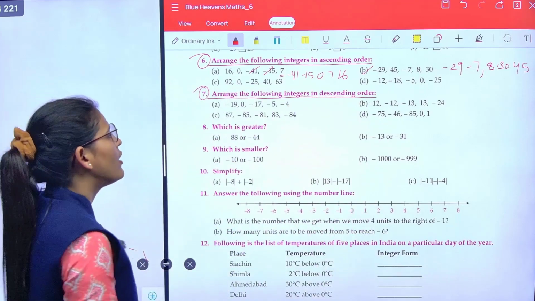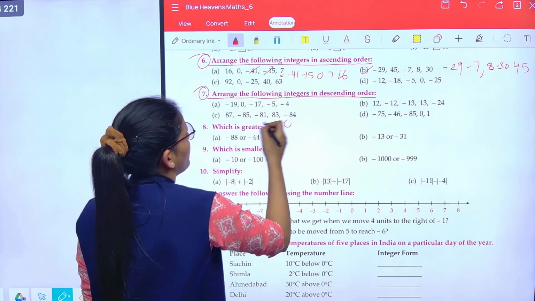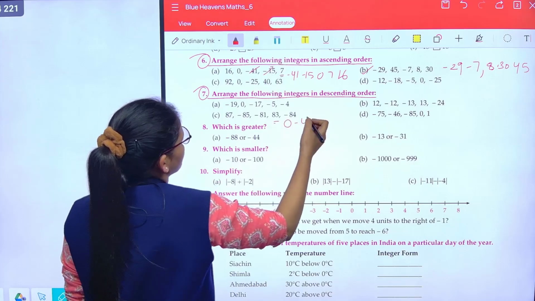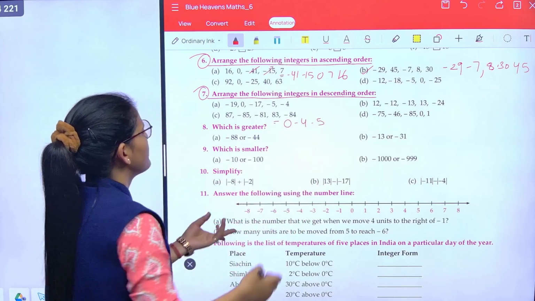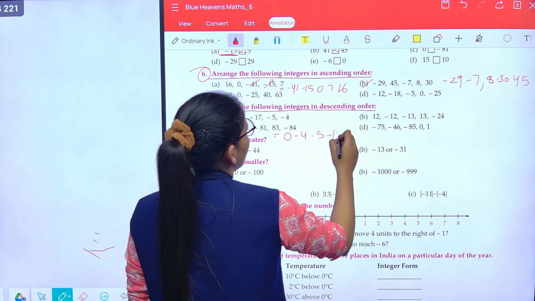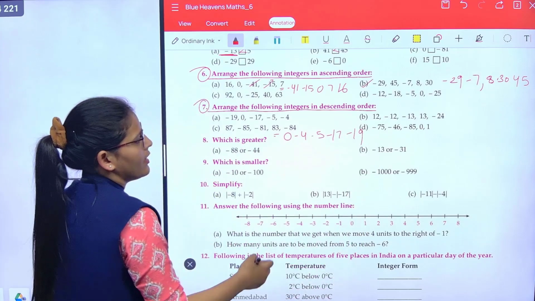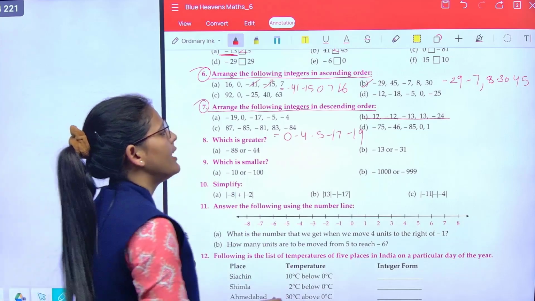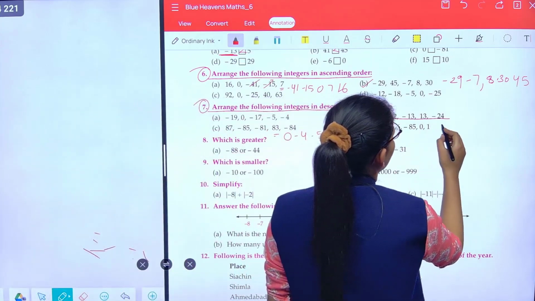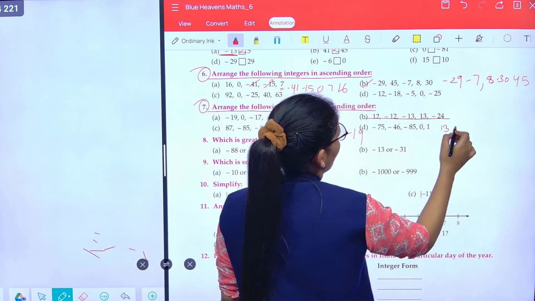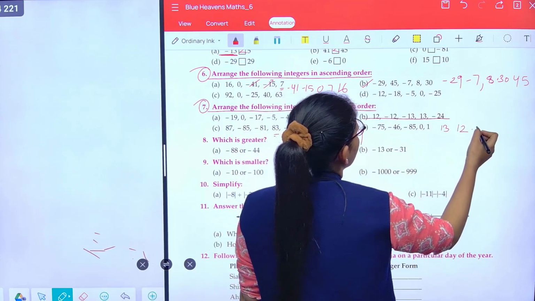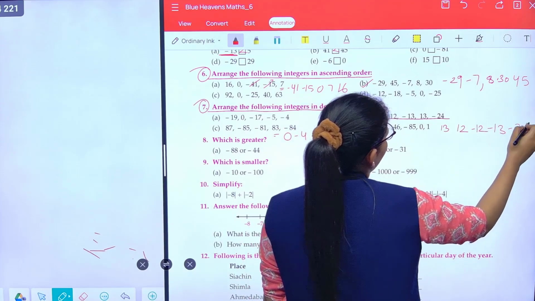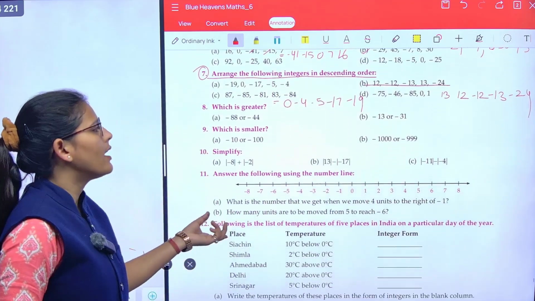Now class, descending order के लिए 0, -4, yes, -4, -5, -17 and -19. Now class, see the B part. Yes class, descending order सबसे बड़ा number, that is 13. Now class, 12. Now -12, -13 and -24. Of the parts, do yourself.